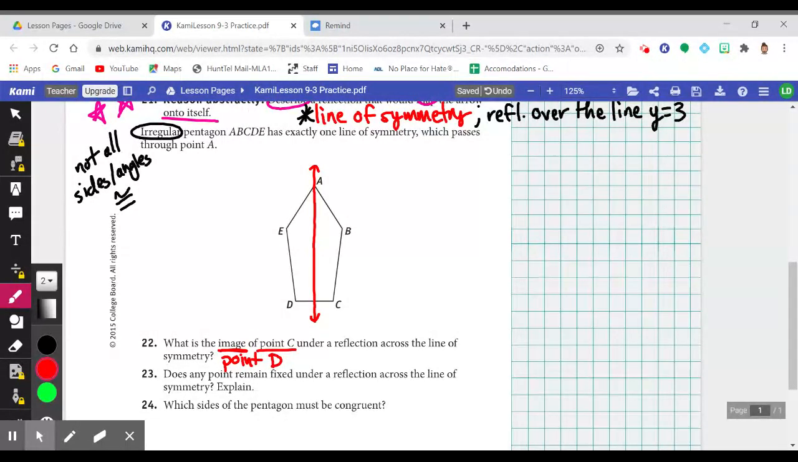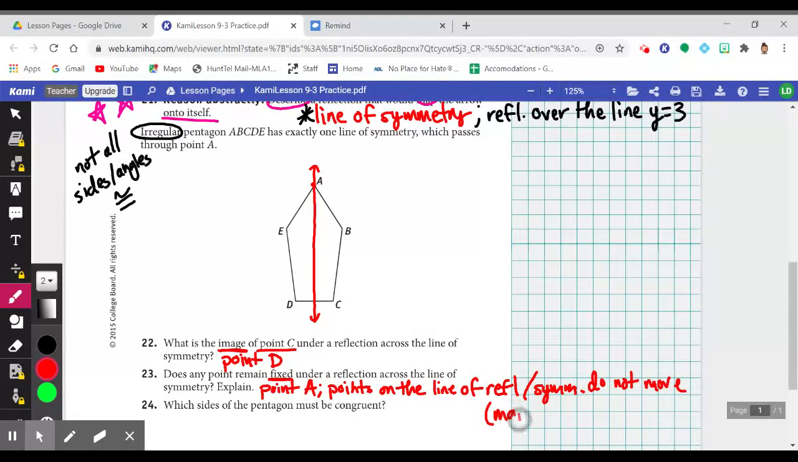And so we actually already mentioned item 23. Does any point remain fixed? That means does not move or maps to itself, if you will, under reflection across the line of symmetry. Explain. Well, point A, because it is on the line of reflection, will not move. So point A, and they ask us to explain, so please do that. Points on the line of reflection, or in this case, symmetry, do not move. Or in other words, they map onto themselves.